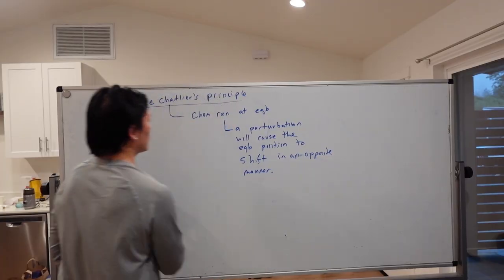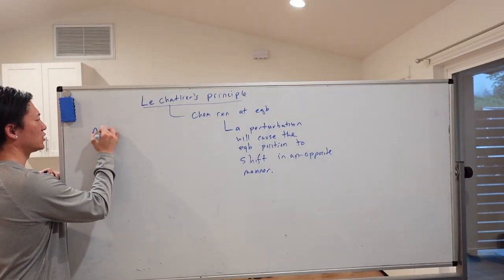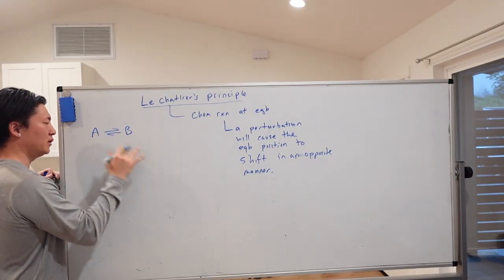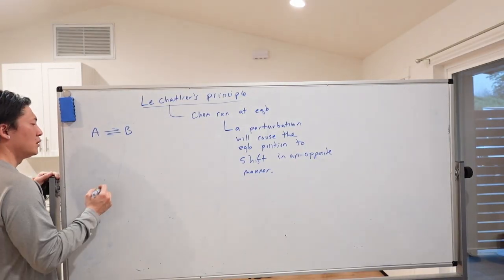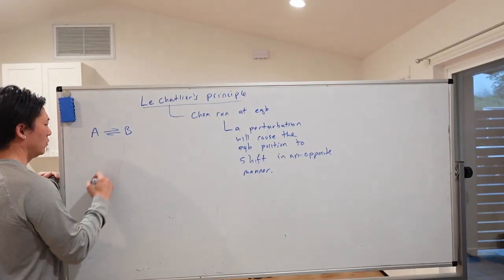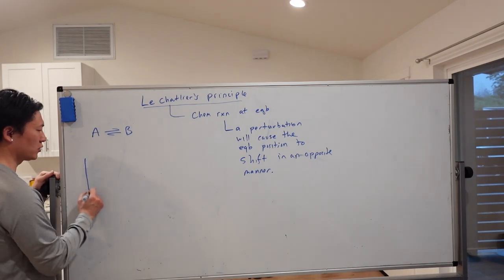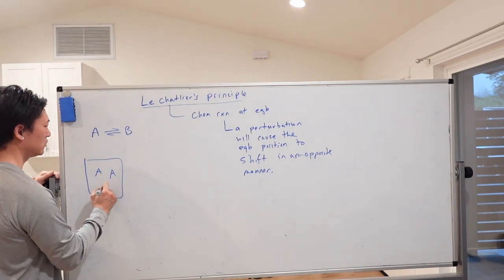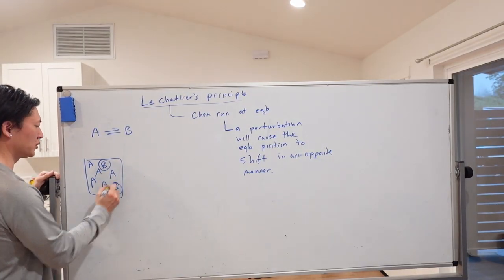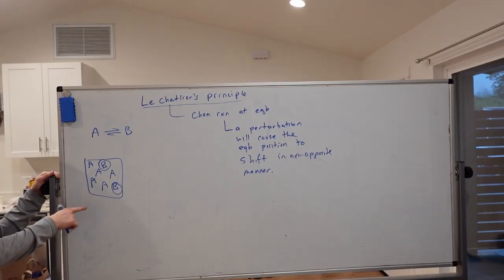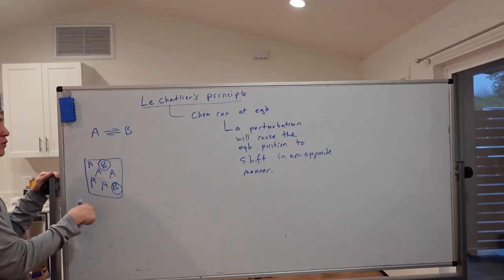Okay? Alright, so let's see how this is going to work. First off, let's assume we have our simplified A goes to B equilibrium. Let's just say the system is at equilibrium. So let's draw some for a visual. We have some A's and B's. I'll circle the B's so we can see them easily. Here, clearly, the equilibrium position lies to the left because there's more A, right? So it lies to the left.